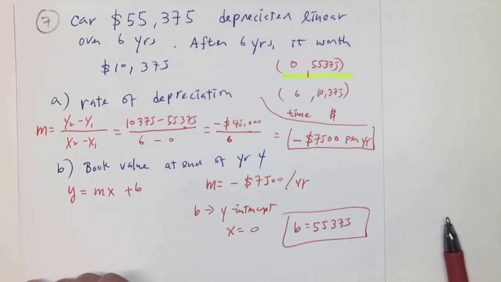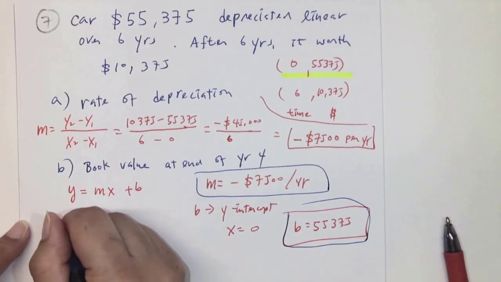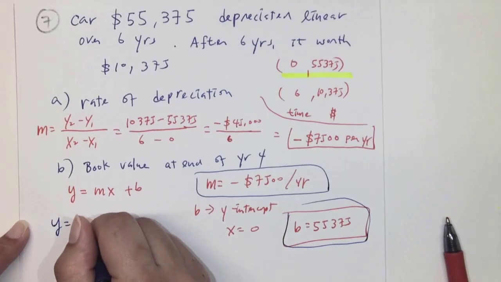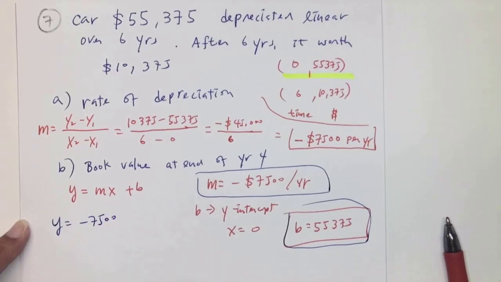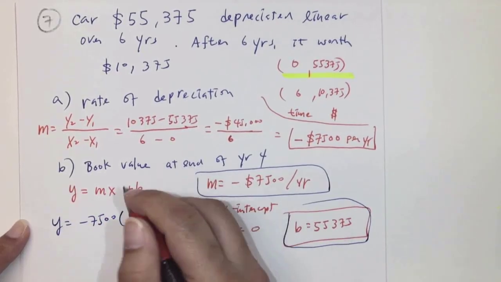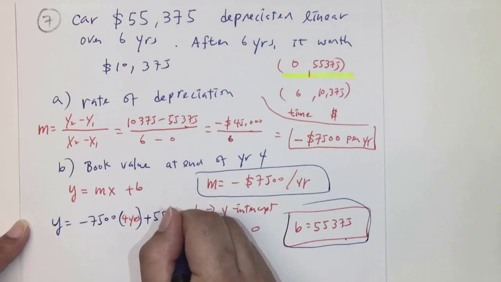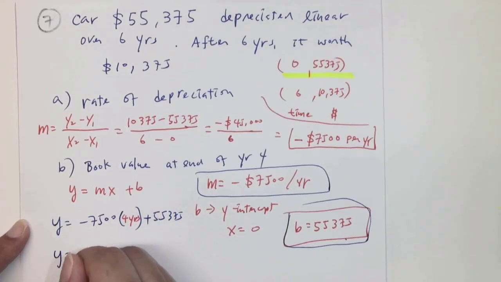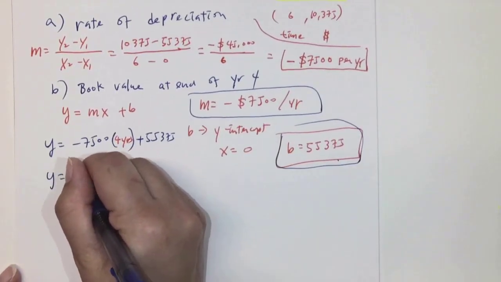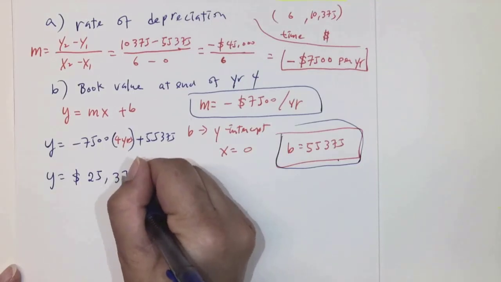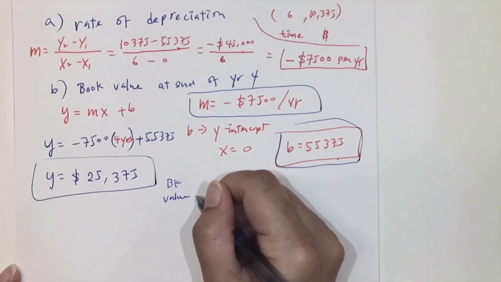So we can use these 2 pieces of information and plug it in here. So y will equal negative 7,500 times how many years? 4 years, right? And then adding my original value, which is 55,375. So the value is going to be $25,375. That is the book value for the car, right? After 4 years.